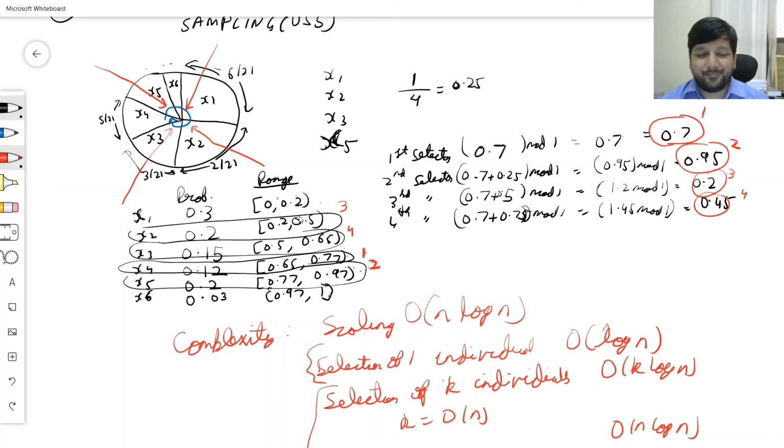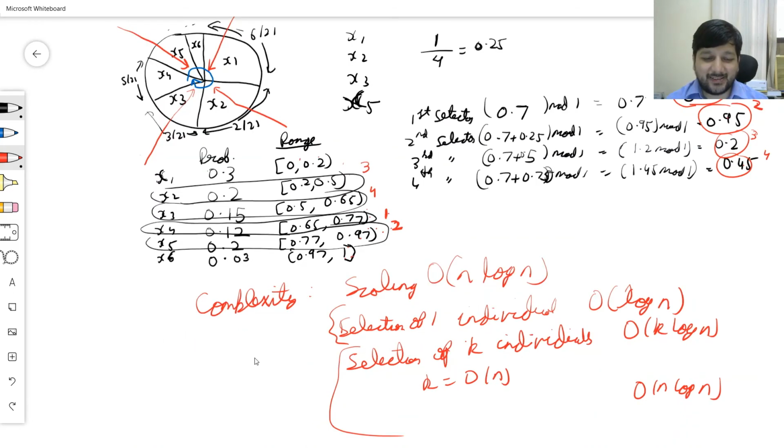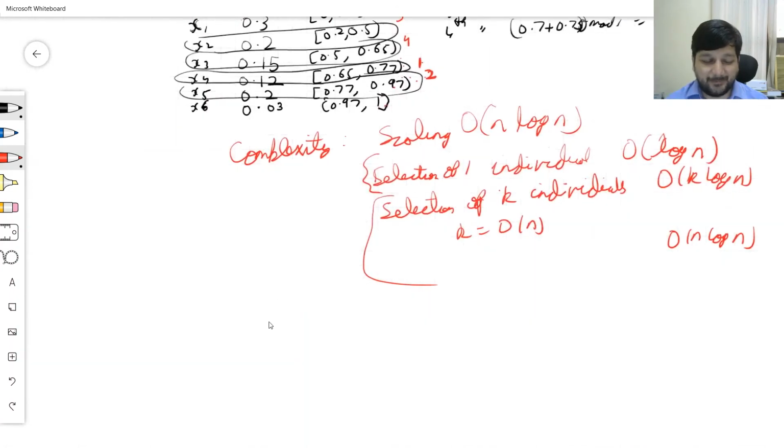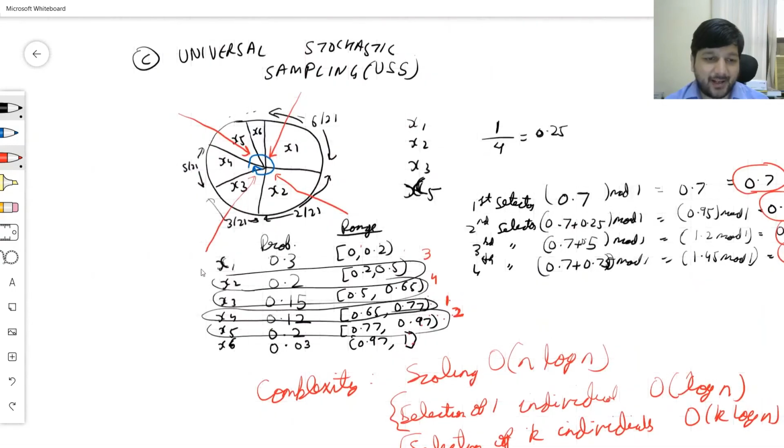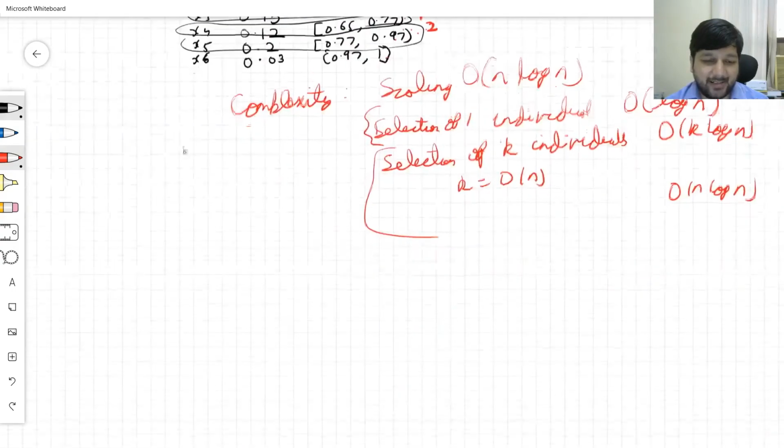So n log n for scaling, I cannot do anything about it. Then log n for a binary search for getting this, then a traversal of n over here and a traversal of k over here. The problem is, of course, that the limiting factor is n log n, and it'll still be there. So that's the stochastic universal sampling.